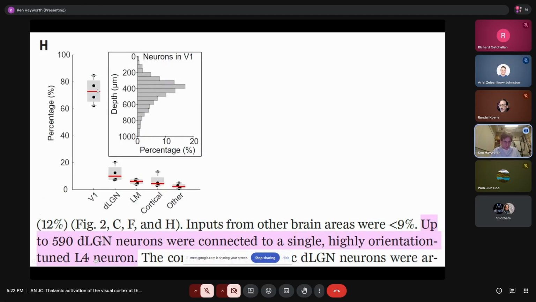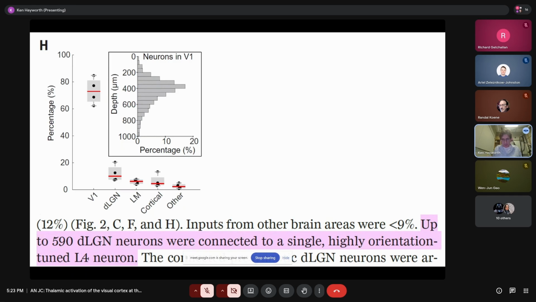This is just a figure showing the percentages of cells that are presynaptic to this target cell. Most of the cells are within V1 itself. Only about, what did they say? 9. I don't want to say that. There's only about 10% that are actually coming from the lateral geniculate nucleus. I think it was 73% in V1. Exactly. I already knew this.